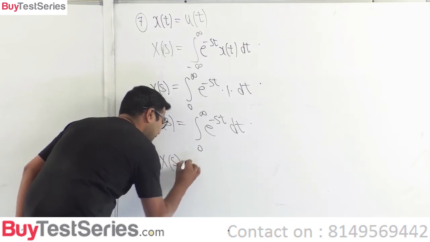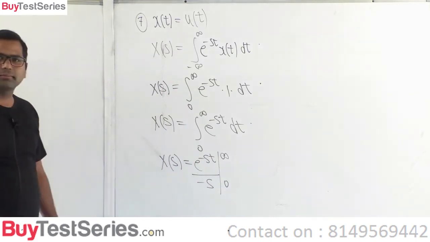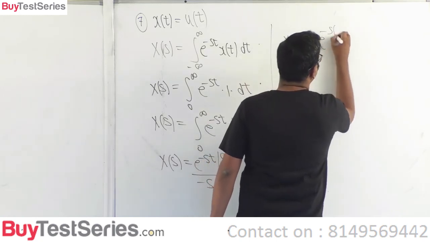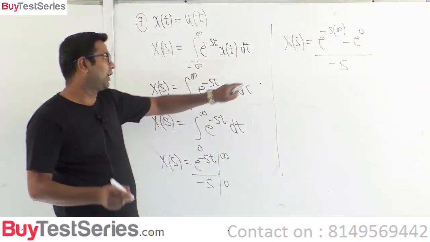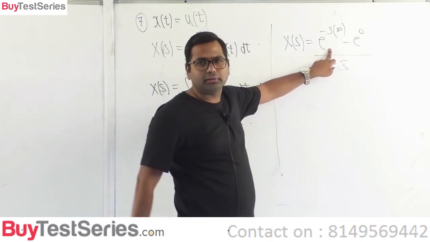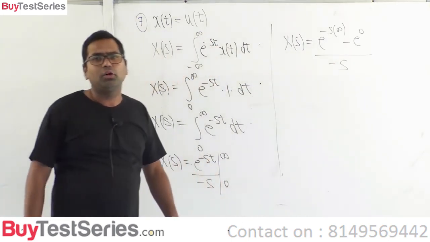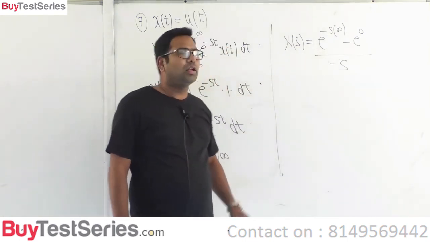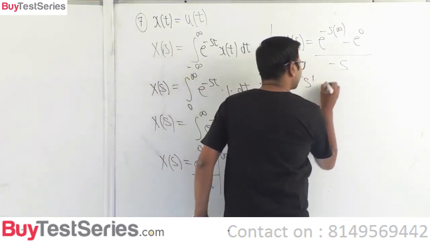The integration of e raised to minus st is e raised to minus st divided by minus s within the limit 0 to infinity. Therefore, capital X of s can be written as e raised to minus s into infinity minus e raised to 0, upon minus s. Again, for Laplace transform to be finite, the exponential must contain e to the power minus infinity, because if you get e to the power plus infinity, then the Laplace transform would become infinite. We don't want Laplace transform to be infinite. Therefore, we want e to the power minus infinity. If you want e to the power minus infinity, then s should be positive.